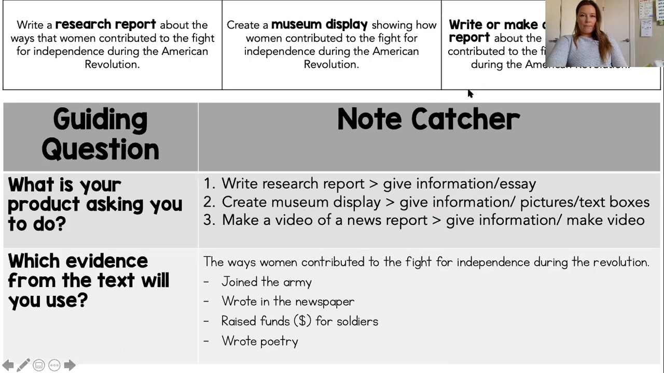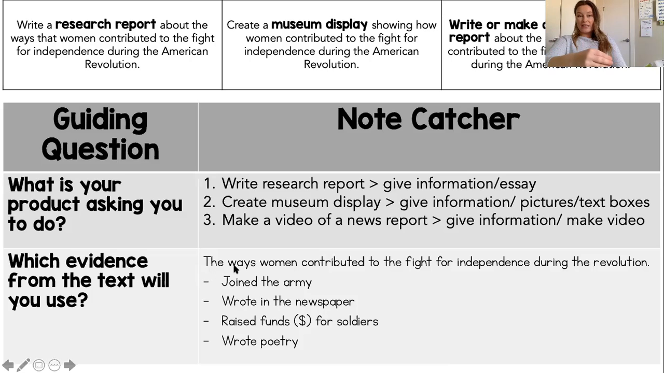So after you make your choice, you're gonna think, what is your product asking you to do? If you chose to write a research report, it's obviously asking you to give information. It's asking you to give information in an essay form. If you chose to create a museum display, that's also asking you to give information through pictures and text boxes. And if you are making a video of a news report, it's asking you to give information in a video form, okay?